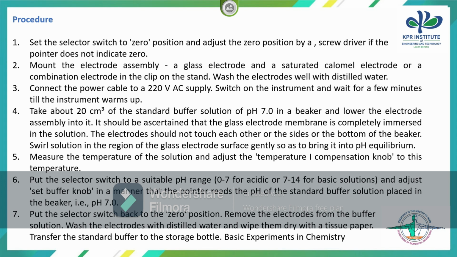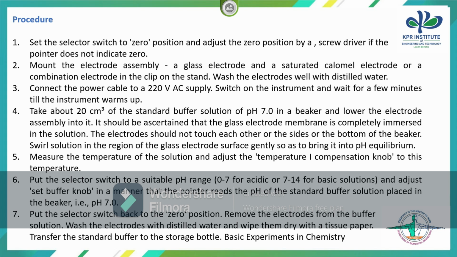Let's now check out the procedure of conducting this experiment. Set the selector switch to 0 position and adjust the 0 position by a screwdriver if the pointer does not indicate 0. Mount the electrode assembly, a glass electrode and a saturated calomel electrode or a combination electrode, in the clip on the stand. Wash the electrodes well with distilled water. Connect the power cable to a 220-volt AC supply. Switch on the instrument and wait for a few minutes till the instrument warms up.